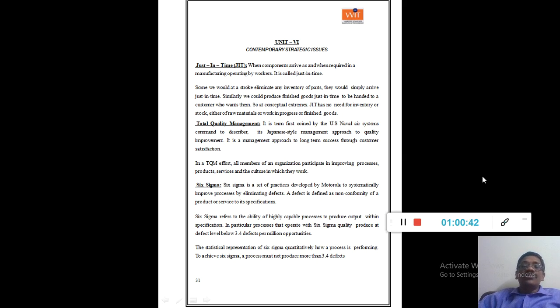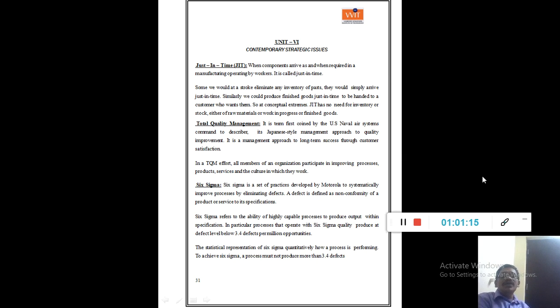And also we could produce finished goods just in time. Whenever a customer demands, then we will produce the items just in time to be handed over to the customer who wants them. So at a conceptual extreme, it has no need for inventory or stock, either of raw materials, work in progress, or finished goods.